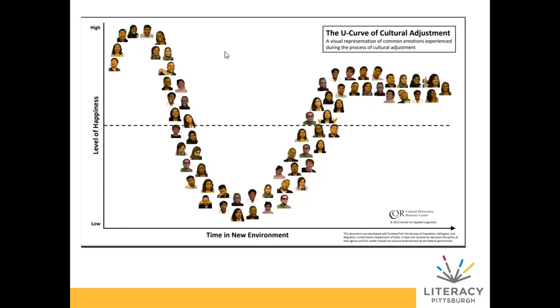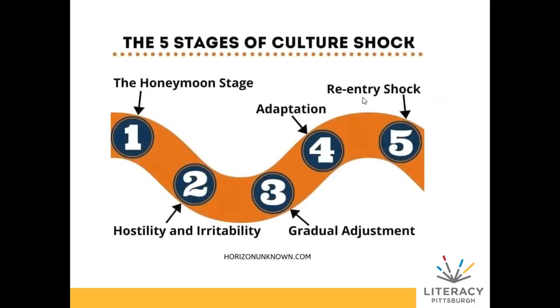Okay. And you can see this by showing you the full model, which includes a period of reentry shock, where upon reentry, you go through the same U curve once you come back home and eventually reach adaptation again. Okay. So the source and the purpose of this model is shown by the source that I got it from, horizonUnknown.com, which is a travel website.